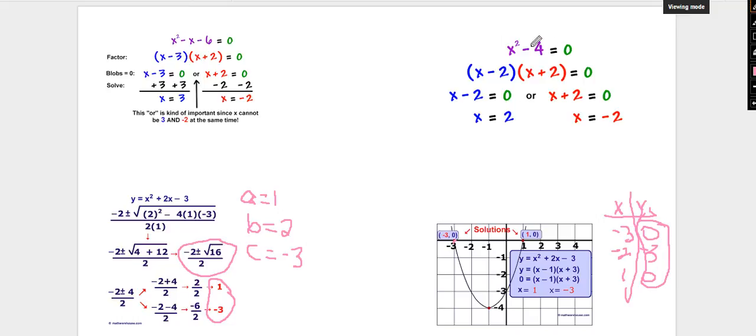So here's another way. If you have the difference of perfect squares, we talked about this one, you would factor this as x plus and minus. You have a plus and the difference of the square roots of both ends. So x minus 2 times x plus 2, and again, you set both factors equal to 0. You get x equals 2 and x equals negative 2.